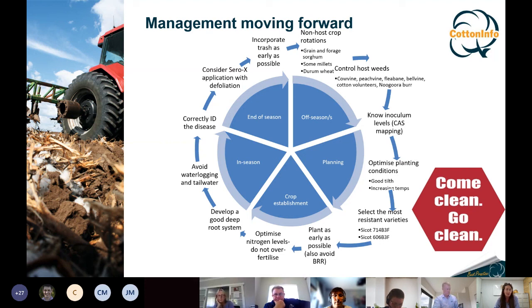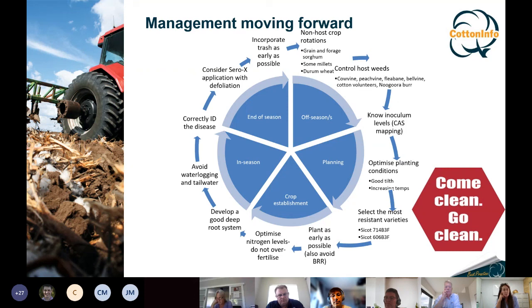All that information is available on the CSD website, where your V and F ranks will be. I think you do have to be a member to access that information, but it is all there online. Plant as early as possible while still avoiding the cooler conditions and black root rot if you're in a valley that has issues with black root rot. Optimize your nitrogen levels and the ratios of nitrogen and potassium that was mentioned earlier.